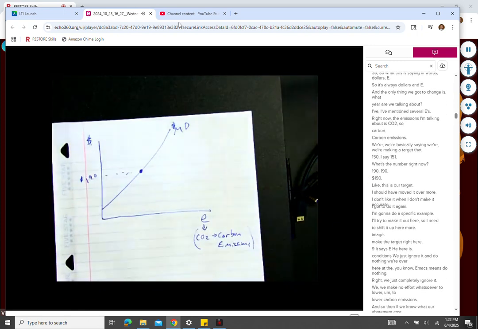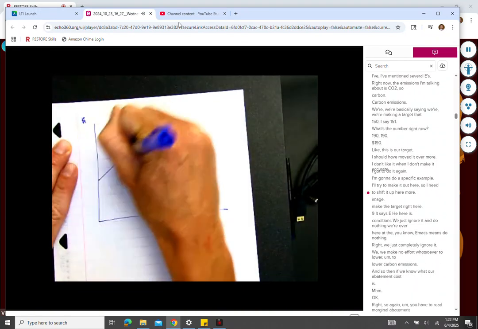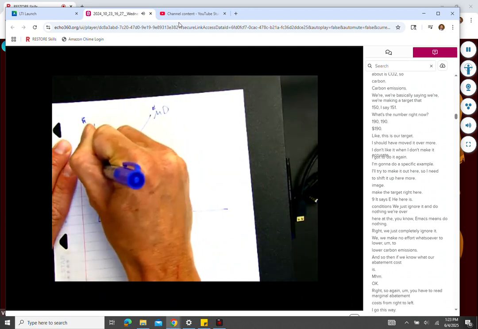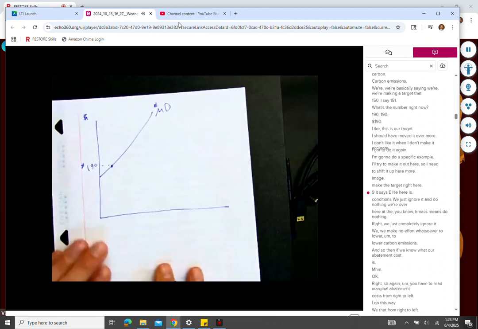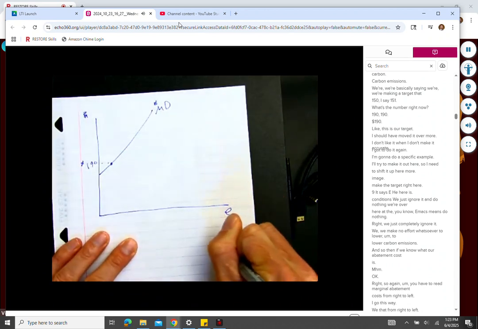I should move it over more. I didn't make it accurate, so I have to do it again. I'm going to do a specific example and try to make it accurate. Let me shift it up here more. Original image. I'm going to make the target look right here. 190. This is E. E here is carbon emissions.